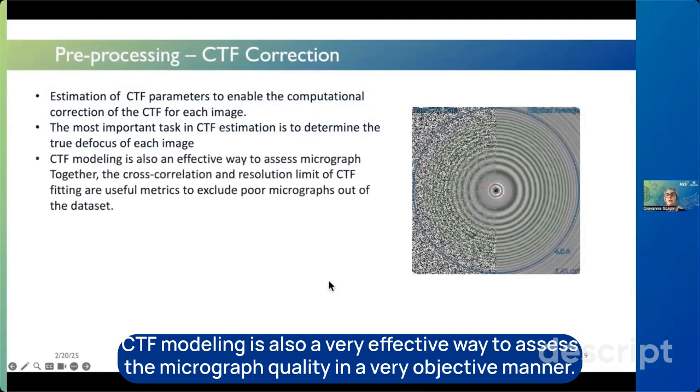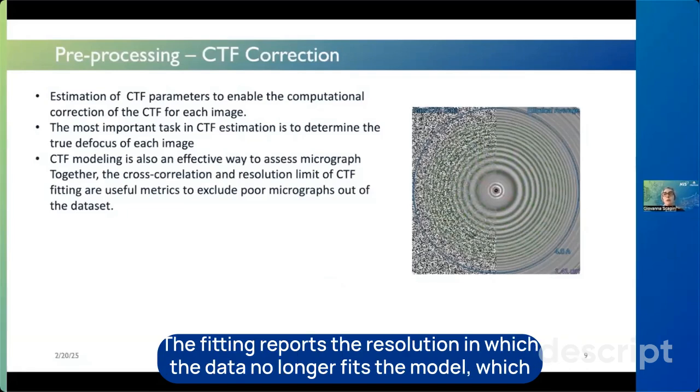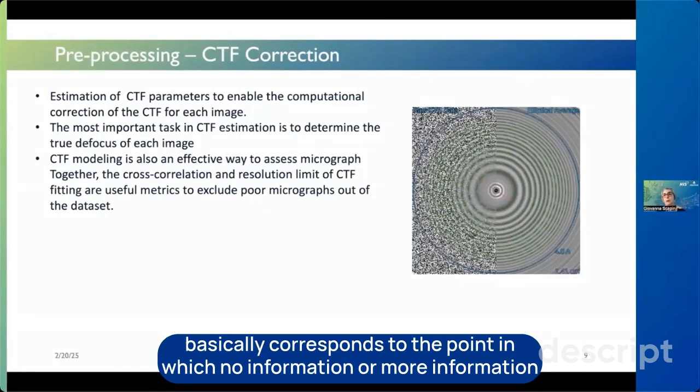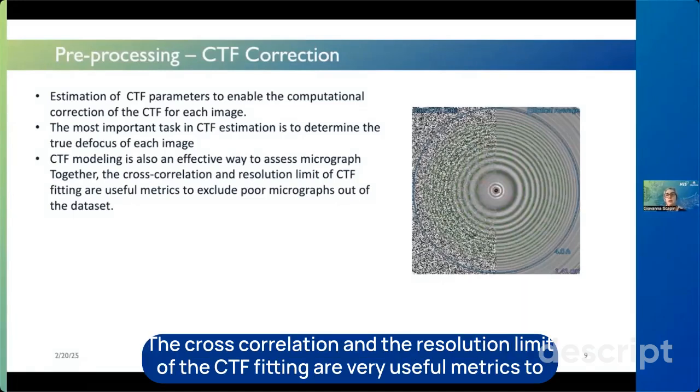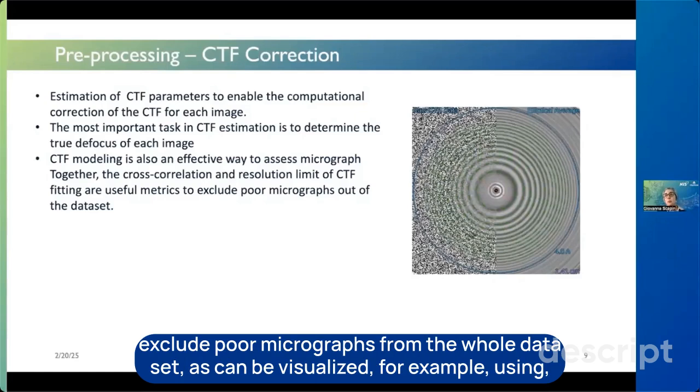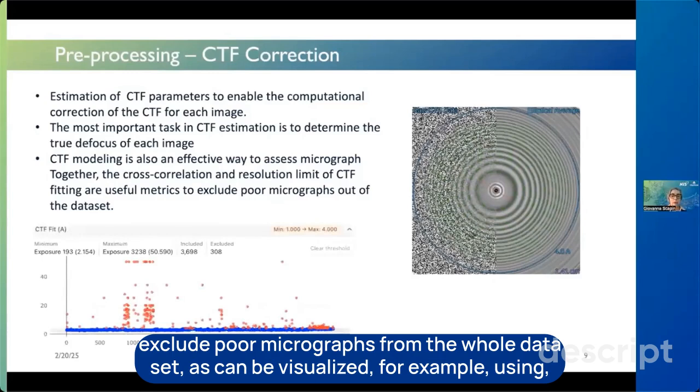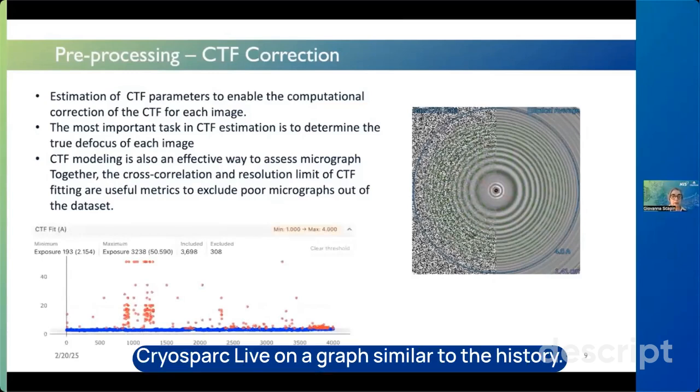CTF modeling is also a very effective way to assess the micrograph quality in a very objective manner. The fitting reports the resolution at which the data no longer fits the model, which basically corresponds to the point at which no more information can be extracted from the image. The cross-correlation and the resolution limit of the CTF fitting are very useful metrics to exclude poor micrographs from the whole data set, as can be visualized, for example, using cryoSPARC Live on a graph similar to this.